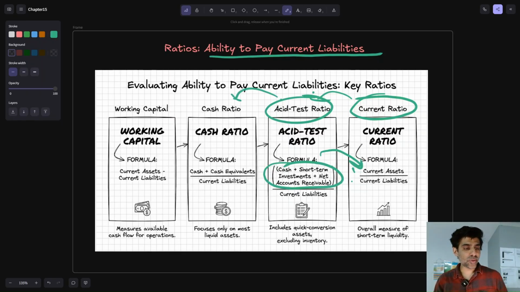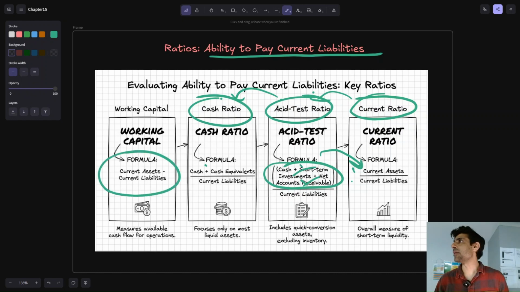And then even more stringent than that is just taking cash. So we get rid of short-term investments, we get rid of receivables, and we just look at how much cash we have on hand to pay off our current liabilities. And then working capital, the definition is current assets minus current liabilities.